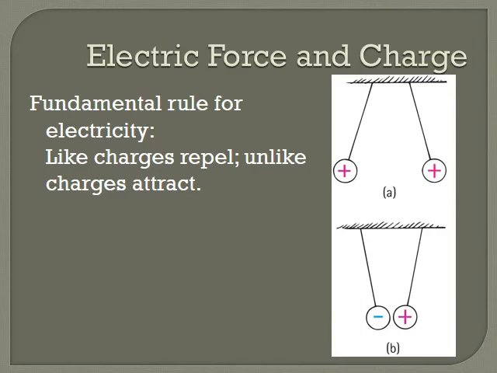Okay, so here we have a couple of examples of charges. These are tiny little charges that are hanging from strings, and we have two examples, A and B. In A, we have two positive charges, and notice what's happening. Those two positive charges, they're like charges, and they are repelling. So that's one of the fundamental rules, that like charges repel. And in B, you don't need Paula Abdul to tell you that opposites attract. The positive charge is being attracted to the negative charge.